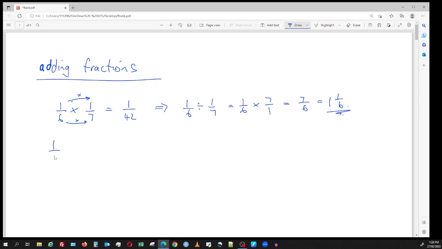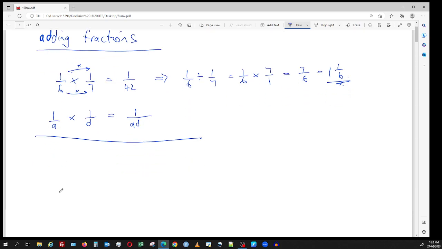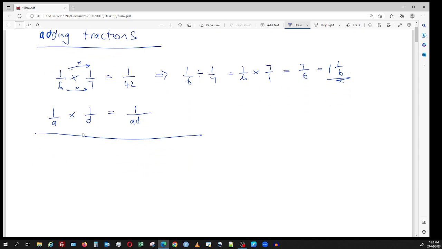What about when we multiply pronumerals? Does it make any difference at all? Well, no. You want 1 times 1 on the numerator. A times D is AD. That's all it is. It just stays that way. All right, so it looks like adding fractions is the real issue. What happens with adding fractions that makes it so difficult?